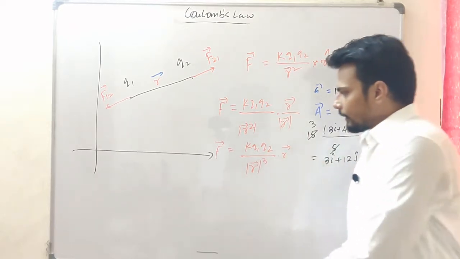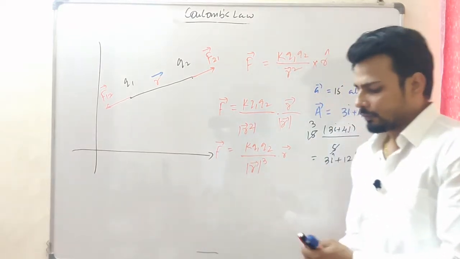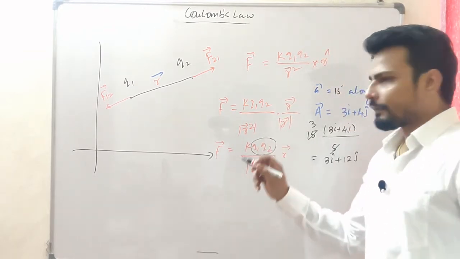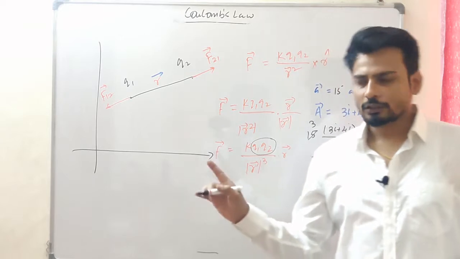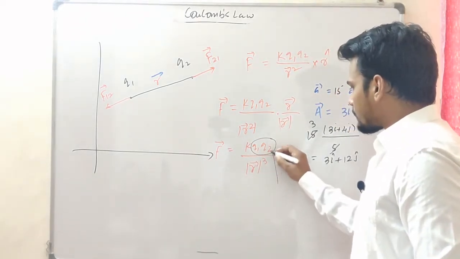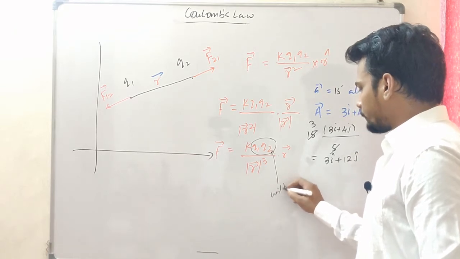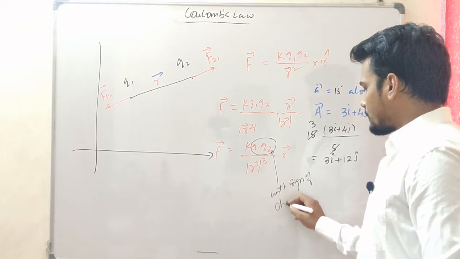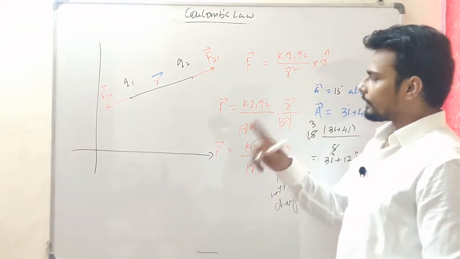Now, second thing, if you're dealing with the vector form of Coulomb's law, you have to deal with the charges along with the sign. If it is positive, it should be taken as positive. If it is negative, I should put a negative sign. So you can write down, this is with the sign of charge. Sign of charge is very essential because that will decide the direction, right?